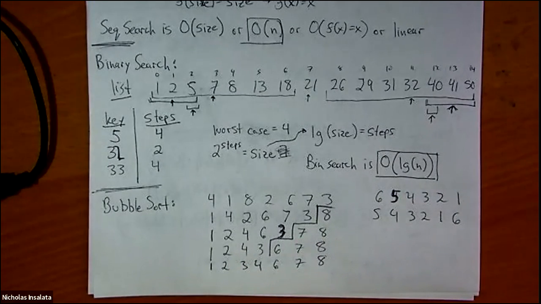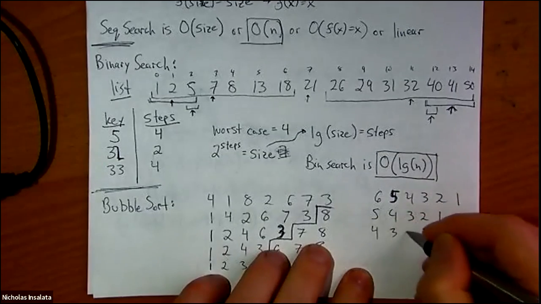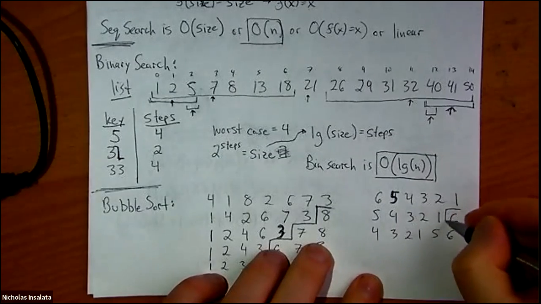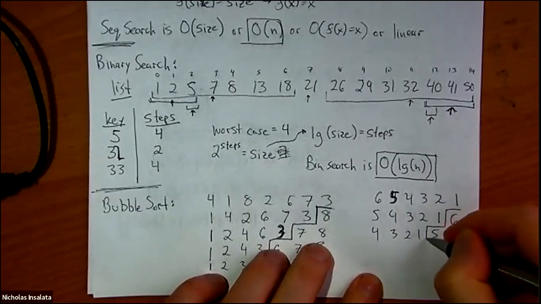People see that? Does that make sense? Right, the 6 bubbles up, but the rest of them don't have any opportunity to change place because we're always moving the 6 across every time. So what's my next step going to look like? Let's see if you can get the whole thing. Good. 4, 3, 2, 1, 5, 6. And remember, here I'm not looking at that 6. Here I'm not looking at the 5.